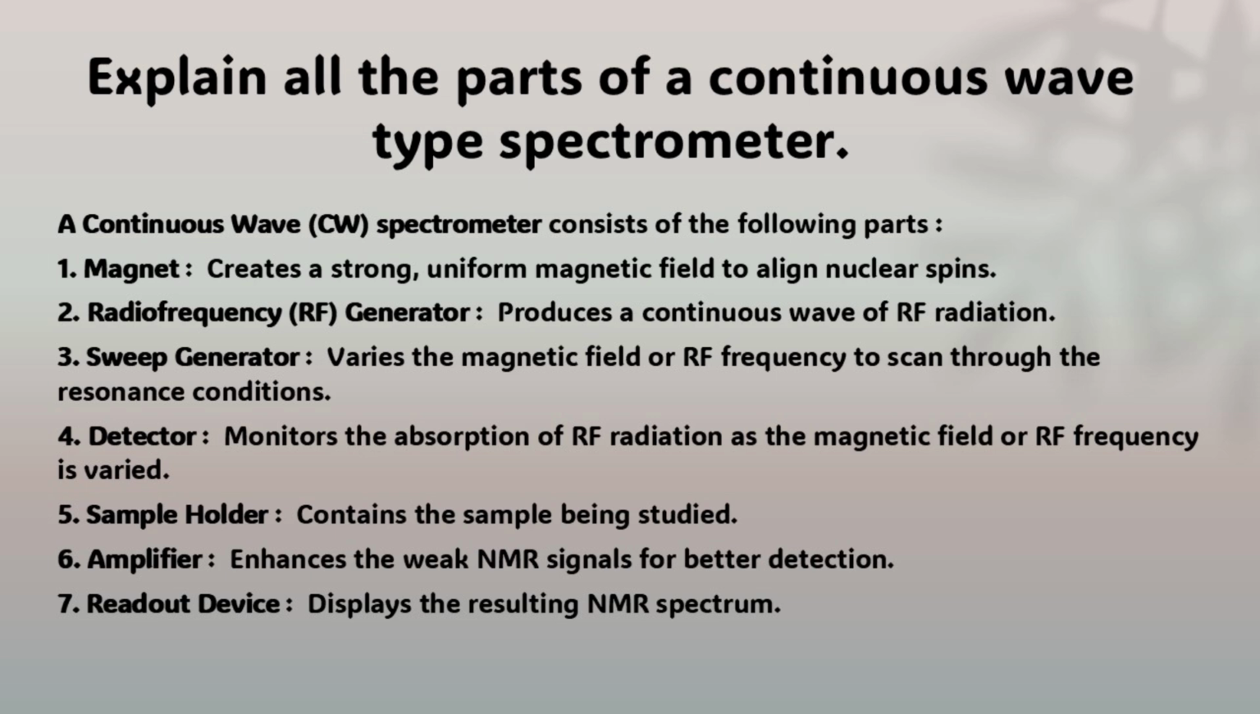The next question is question number 23. Explain all the parts of a continuous wave type spectrometer. The answer to this question is, a continuous wave, CW, spectrometer consists of the following parts. 1. Magnet. It is used to create a strong, uniform magnetic field to align nuclear spins.